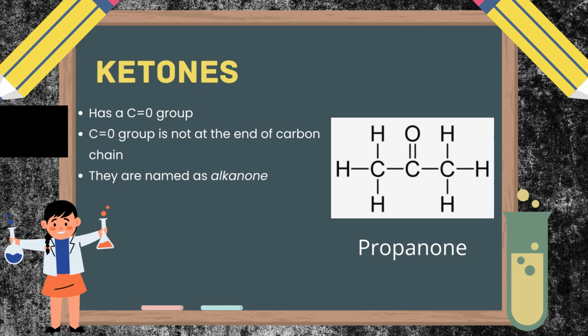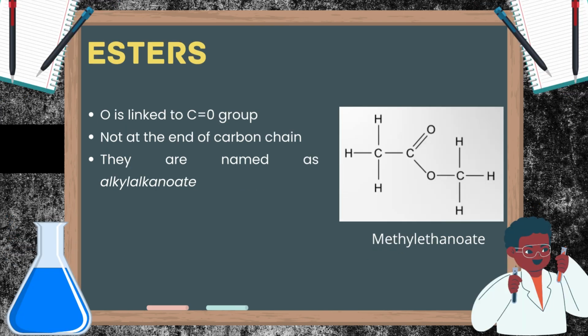On to the next functional group, we have ketones. Ketones have a C double bonded O group. The C double bonded O group is not at the end of the carbon chain. They are named as alkanone, and therefore the organic structure of this compound is propanone.